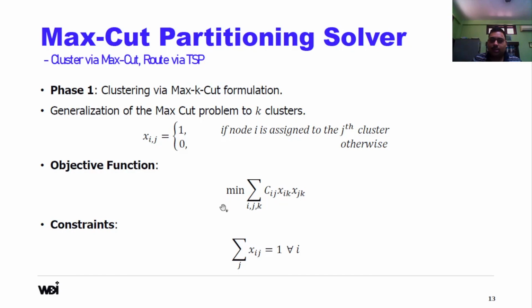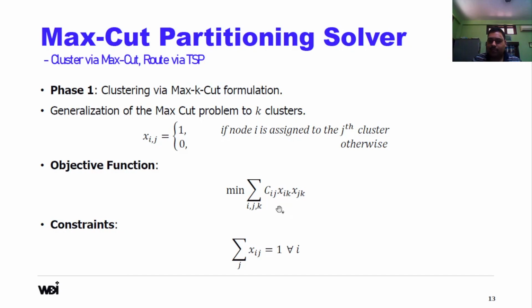Now let's take a look at the objective function. The objective function is a minimization over this sum here. If you look at this sum, we have a sum over i, j, and k, so three indices, c_ij, x_ik, x_jk. So let's unwrap this a bit. What does x_ik x_jk tell us? x_ik is 1 if the ith node is assigned to the kth cluster, and x_jk is 1 if the jth node is assigned to the kth cluster. So every single term of this summation is 1 if and only if the ith and the jth node are assigned to the same cluster k.